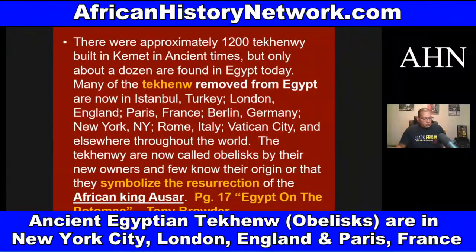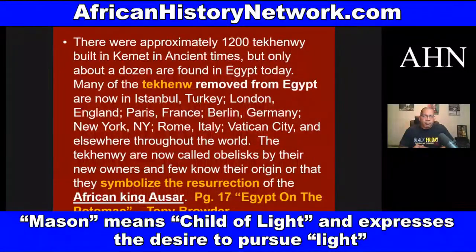So there were approximately 1,200 Tekhenu built in ancient Kemet, but only about a dozen are found in Egypt today. Some sources will say less than 12, some sources will say about 7 or so. Somewhere between 7 to 12. Many of the Tekhenu removed from Egypt are now in Istanbul, Turkey, London, England, Paris, France, Berlin, Germany, New York City, Rome, Italy, Vatican City, and elsewhere throughout the world. So people will see these and not know that it's from Africa, either physically taken from Africa or that the symbol originally comes from Africa. They're just associated with wherever it is.